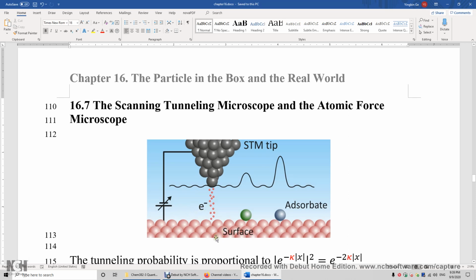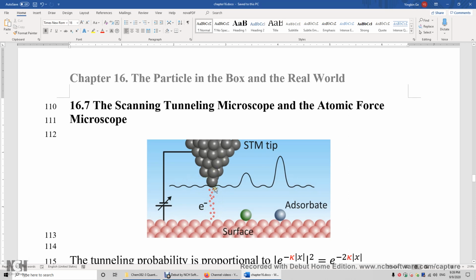Electrons may escape from the surface and form an electric current here. How is that possible? Tunneling effect. The electrons may pass through this classically forbidden region and reach the tip. In this region, the kinetic energy of the electrons is negative.